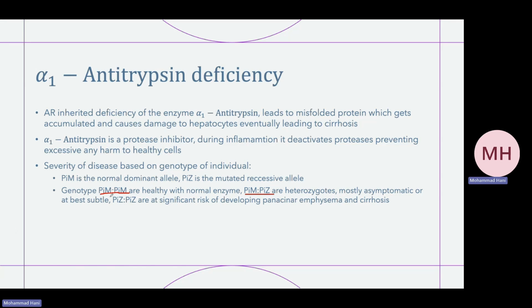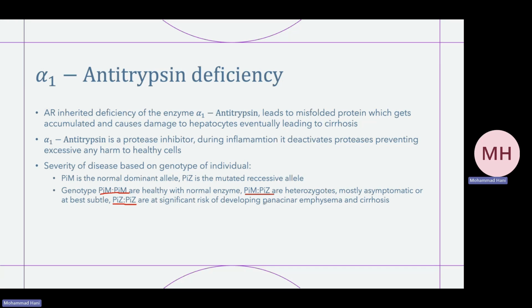However, people who have PiZZ, who inherit both recessive copies, are at significant risk because, as compared to heterozygotes, the chance of heterozygotes producing a misfolded enzyme is quite low. However, for people who have PiZZ, the chances of producing this defective enzyme are very high. Most of the enzyme which is being produced is mutated and non-functional. Hence, they are at a greater risk of developing panacinar emphysema and cirrhosis.